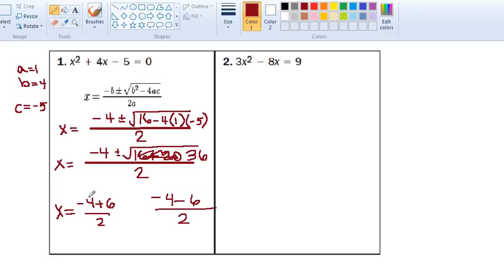So negative 4 plus 6 is 2. So it's 2 over 2. So x could be 1. But x could also be something else. Negative 4 plus negative 6 is negative 10. And that's over 2, which is negative 5. Again, if we were drawing the graph, it would come out so that the parabola crossed at x equals 1 and x equals negative 5. And the next example, we'll do checkpoint 2.